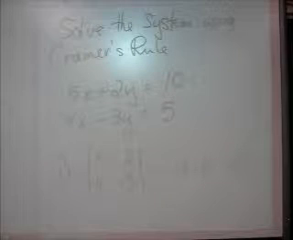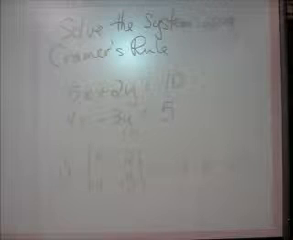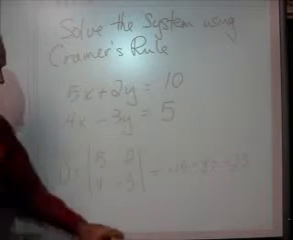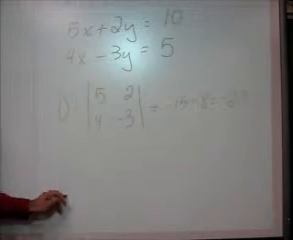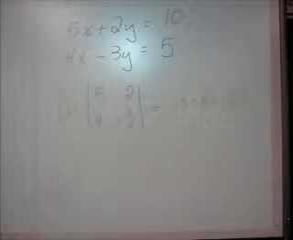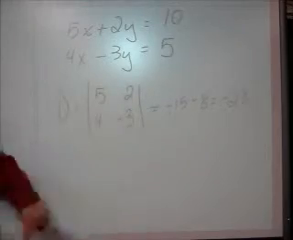Do we agree with that answer? Okay. Now we need to be able to find the matrix D sub x. This is going to be the numerator of my x quantity. And so how do I make an adjustment to this to create the D sub x matrix?